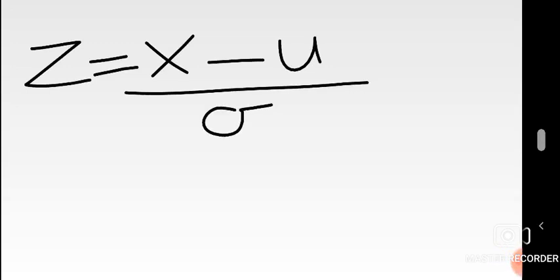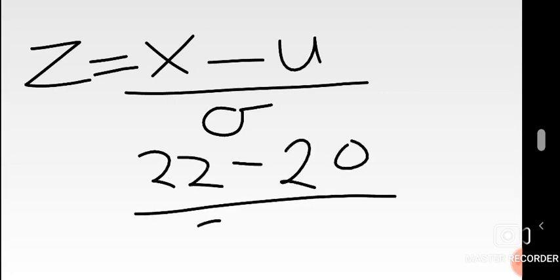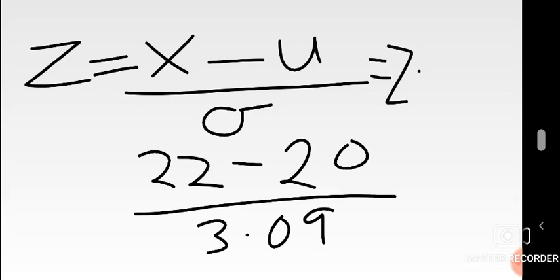What is x? X is what they tell you. Suppose it's 22, suppose it's 14. That's what goes on x. So just put 22, which is what they're asking for, minus the mean 20, over the standard deviation 3.09. The answer for z is equal to 0.65. I think it was recurring, but we just round off to 2 decimals.